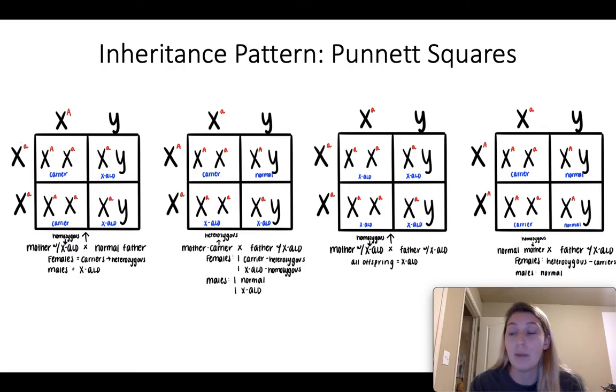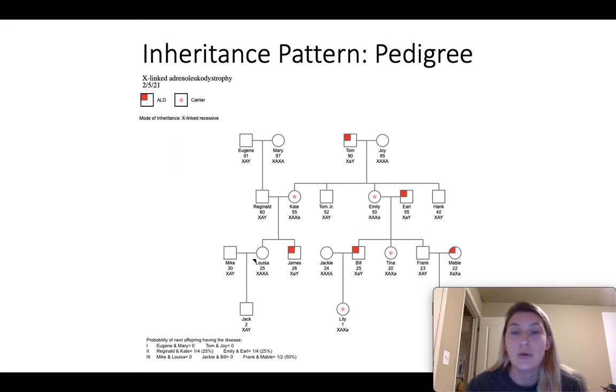Here we can see Punnett squares breaking all this down. I'll go through just 2. We have a mother with XALD, homozygous recessive, with a normal father. This is going to result in 2 carrier females, not phenotypically presenting, and 2 affected males with XALD. Versus if we have a mother who's homozygous for XALD with a father with XALD, all offspring will be XALD. Here we can see the inheritance pattern on a pedigree.